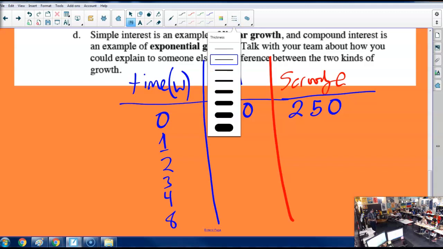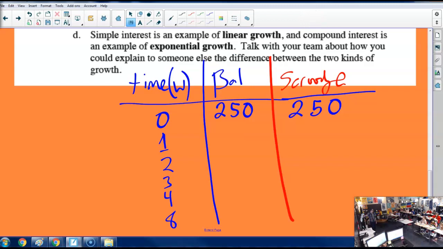For simple interest, Moneybags Bank, the 8%. He owes 257, so he added $7 to it. Can I get some verification? I think that's wrong, actually. No, it's $20. Is it?